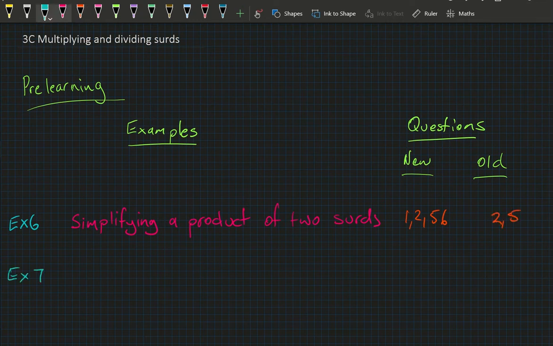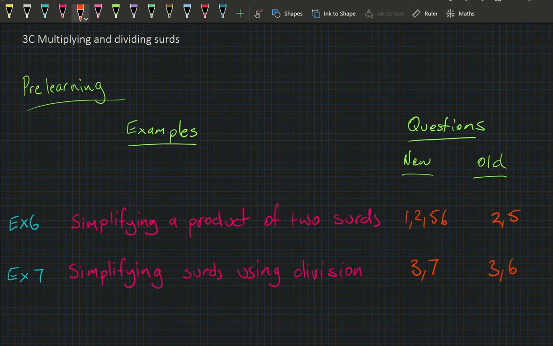Then we'll do example 7, where we'll be simplifying surds using division. And your pre-learning is questions 3 and 7 in the new book and questions 3 and 6 in the old book. And our final example for this class is example 8, where you'll be using the distributive law. And the pre-learning for this is question 8 in the new book and question 7 in the old book.